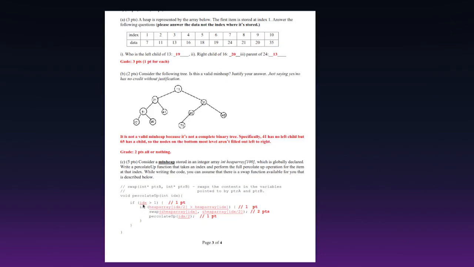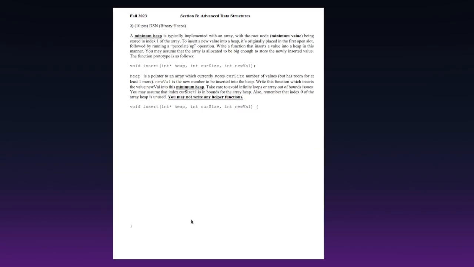And then here, while index is greater than 1, that's 1 point just for writing that. The logic of heap array at index divided by 2 being greater than heap array at index is 1 point. The address swap, 2 points, and then percolating up at index divided by 2. Okay. Next question for heaps.